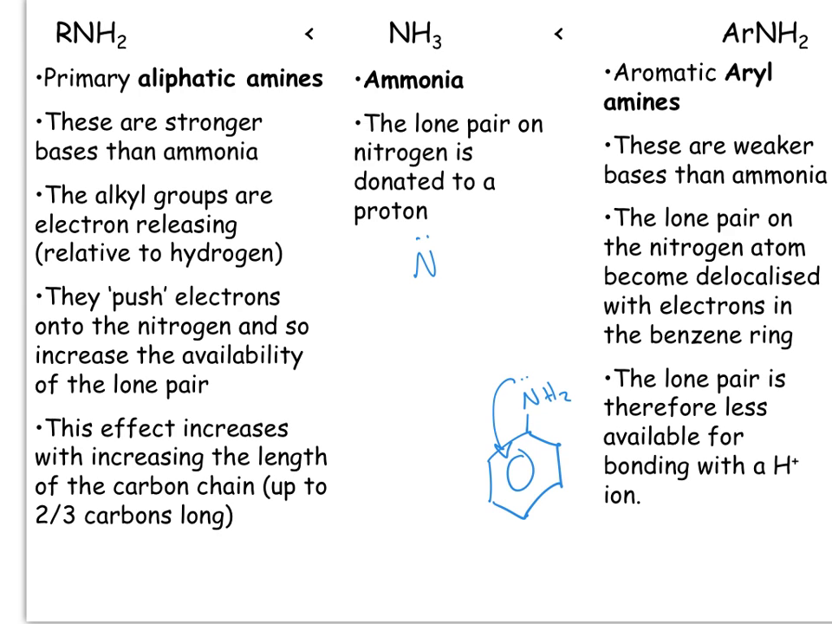If it's less available, it's going to be a weak base. With ammonia, we've only got 3 hydrogens around it. Hydrogen only has 1 electron, so they're not going to be particularly good at donating electrons. So this lone pair will be reasonably available, but there's nothing to add to it. If we start swapping the hydrogens for carbon chains, carbon is going to be far more electron donating. If it's electron donating, it's going to make the lone pair of nitrogen far more available. If it's more available, it's going to be a stronger base. So the aliphatic amines are going to be the strongest bases.